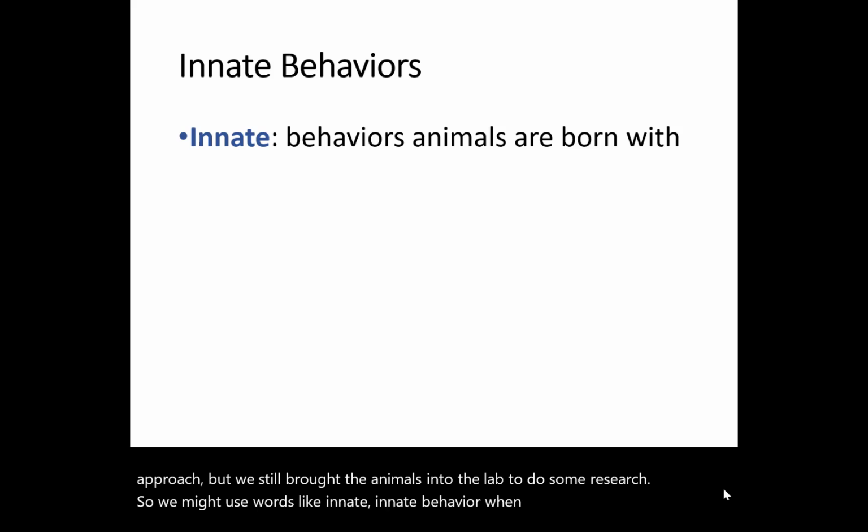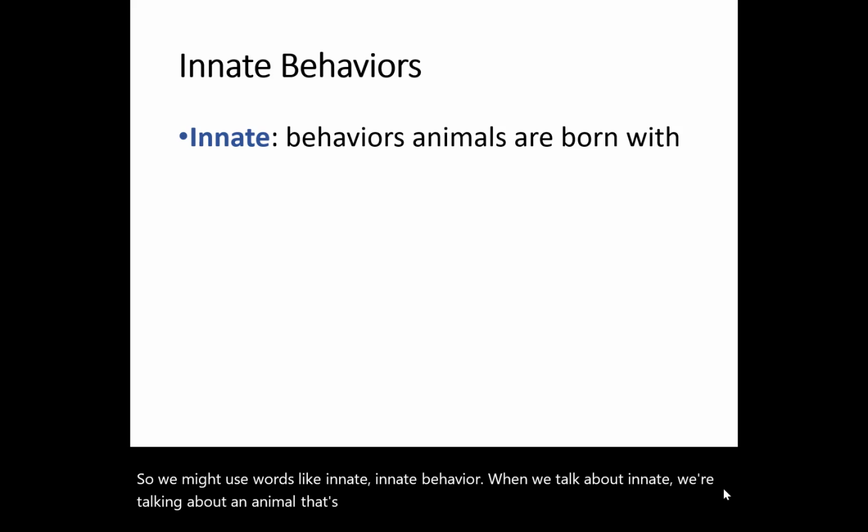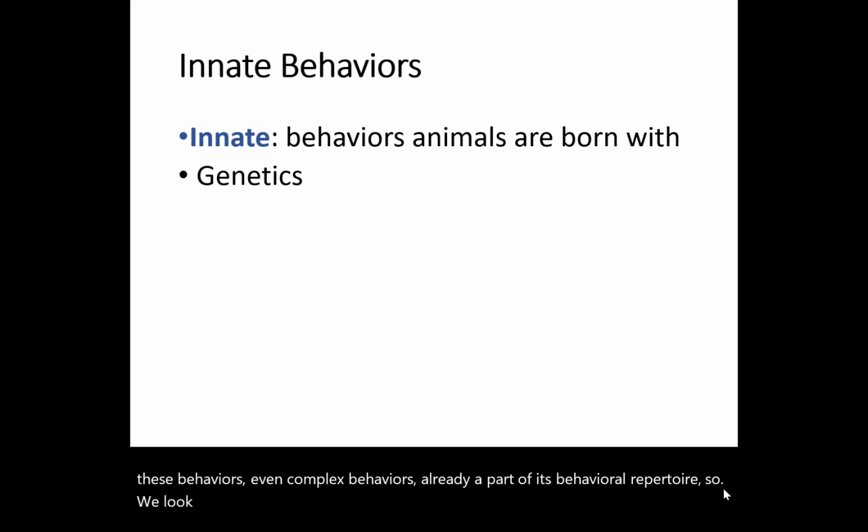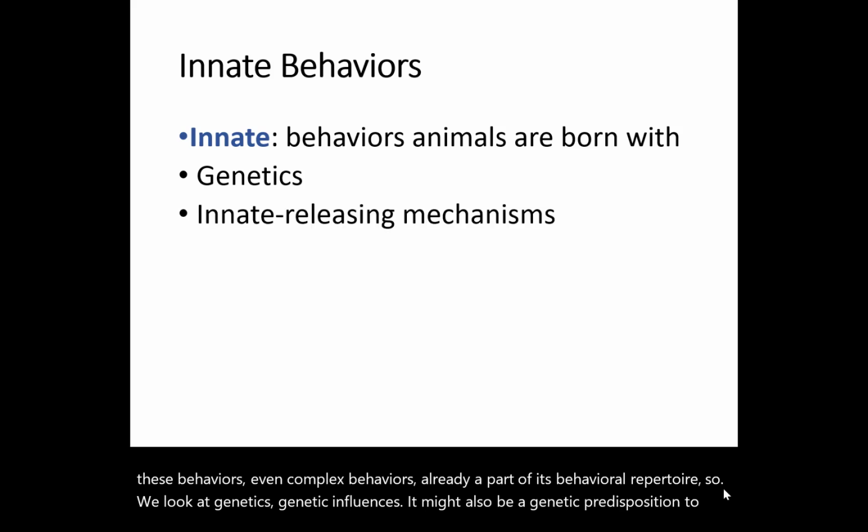So we might use words like innate behavior. When we talk about innate, we're talking about an animal that's born with these behaviors or genetic influences on behavior. So evolution had shaped this animal so when it comes to the world, it has these behaviors, even complex behaviors, already part of its behavioral repertoire. So we look at genetics, genetic influences. It might also be a genetic predisposition to change its behaviors in these ways.